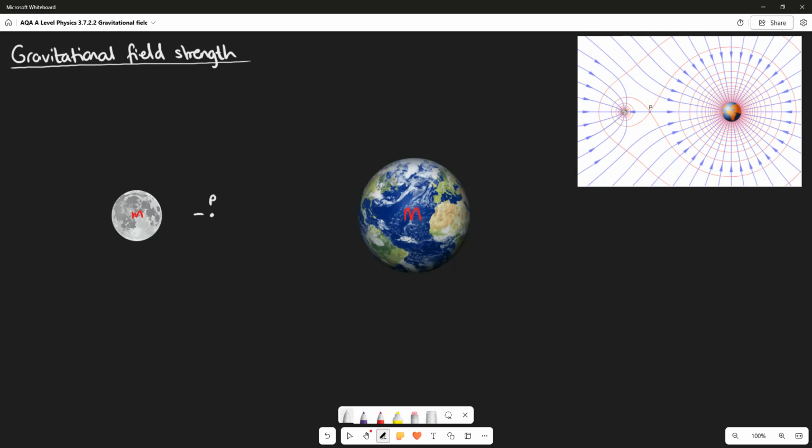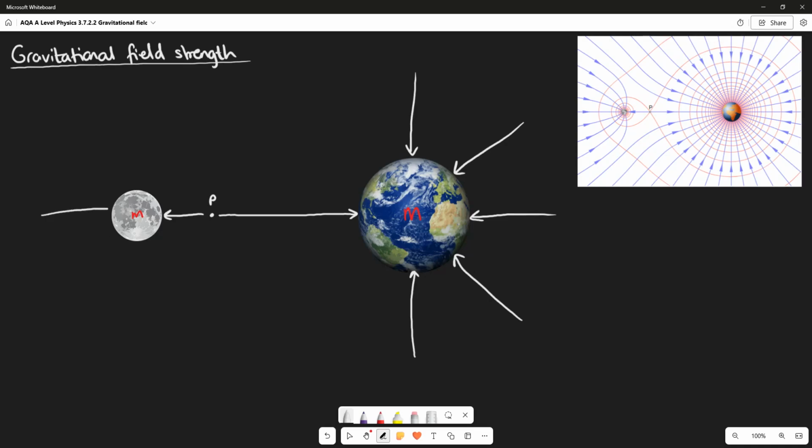To the left, the field lines are pointing towards the Moon, and to the right of this point, they're pointing towards the Earth. On the side of the Earth furthest away from the Moon, the field lines are largely unaffected. And the same is true for the Moon. But as they start to interact in the space between, the lines start being affected.